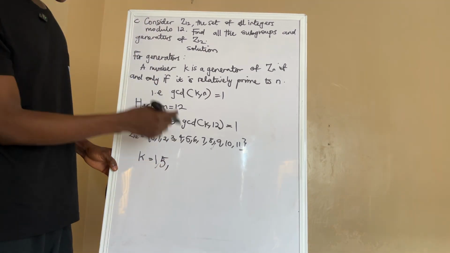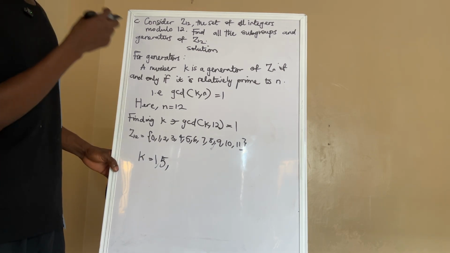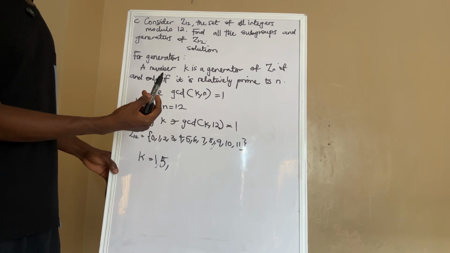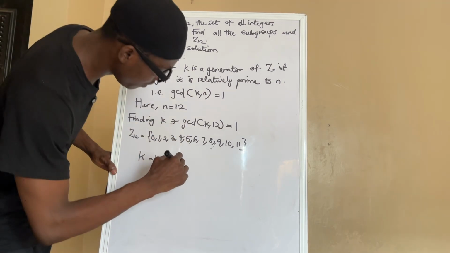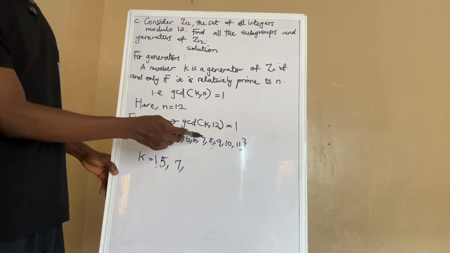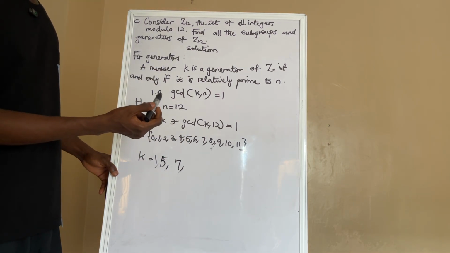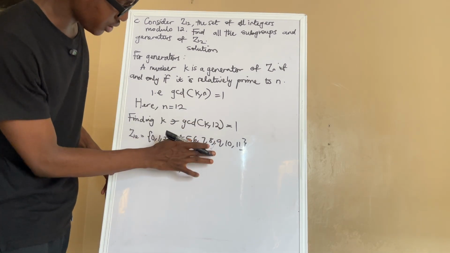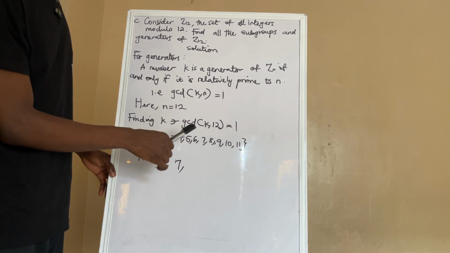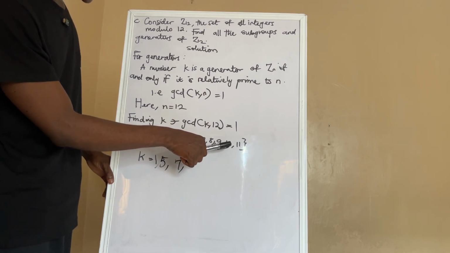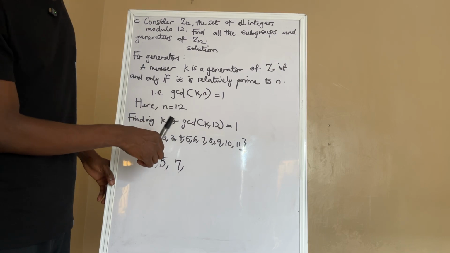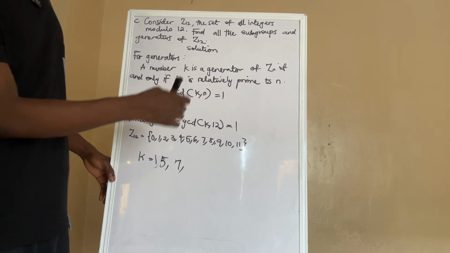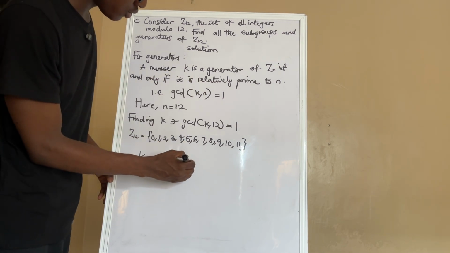The greatest common divisor between 6 and 12 is 6. Doesn't satisfy. The greatest common divisor between 7 and 12 is 1, so 7 is also a generator. The greatest common divisor between 8 and 12 is 4, and that's not 1, so 8 is not a generator. The greatest common divisor between 9 and 12 is 3, not 1, so it's not a generator. The greatest common divisor between 10 and 12, I think that should be 2, so it's not 1. Then the greatest common divisor between 11 and 12 is 1, so 11 is also a generator.